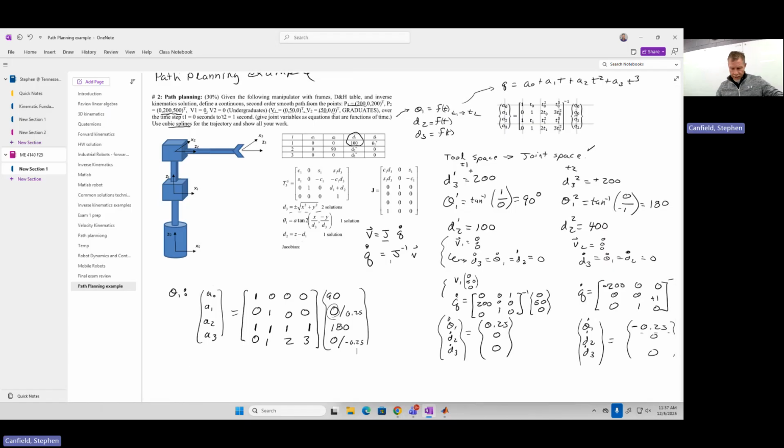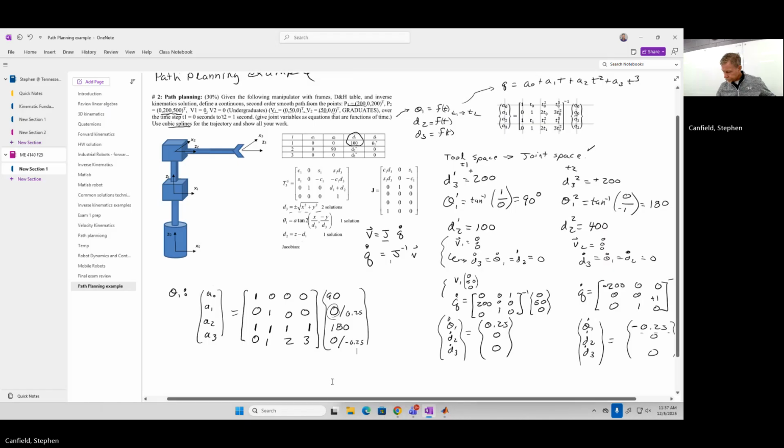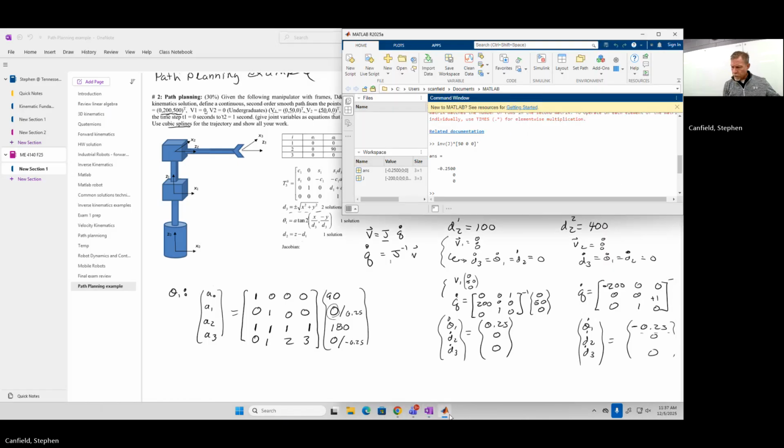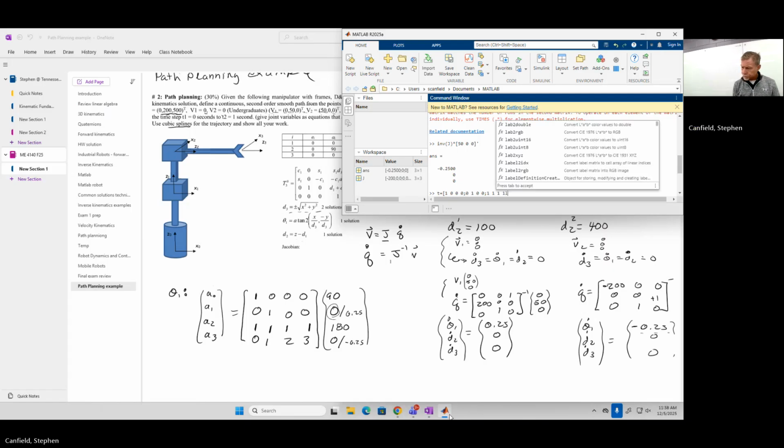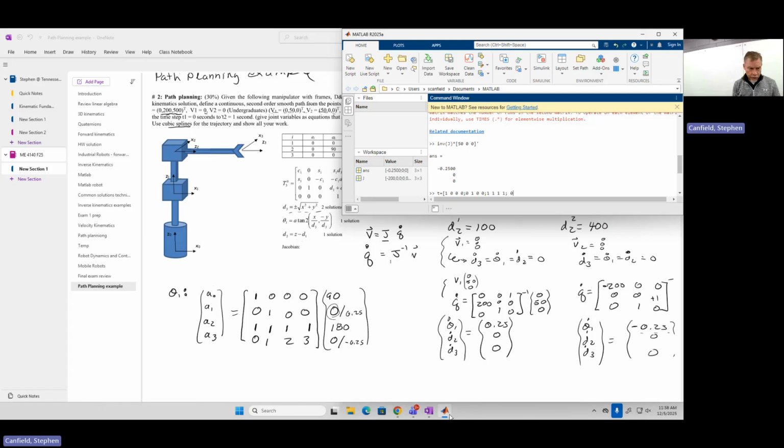Okay, so I'm going to go back to MATLAB and solve this. So my T matrix is going to be 1, 0, 0, 0. Next row is 0, 1, 0, 0. Third row is 1, 1, 1, 1. Fourth row is 0, 1, 2, 3. So I get my T.